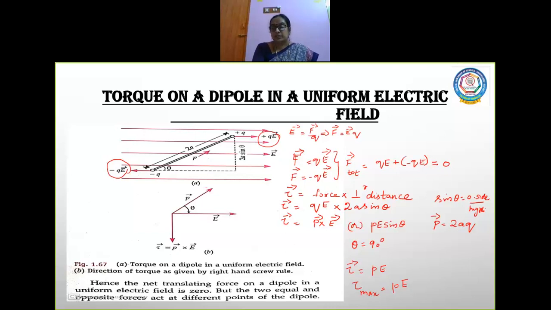But along with the torque, there is also a net force that is experienced by the dipole. Is it clear, children? So you have to know, when it is kept in a uniform electric field, the net force is 0 and you have a torque produced. If the dipole is kept in a non-uniform electric field, you have a net force as well as a torque produced on the dipole. Is it clear, children?